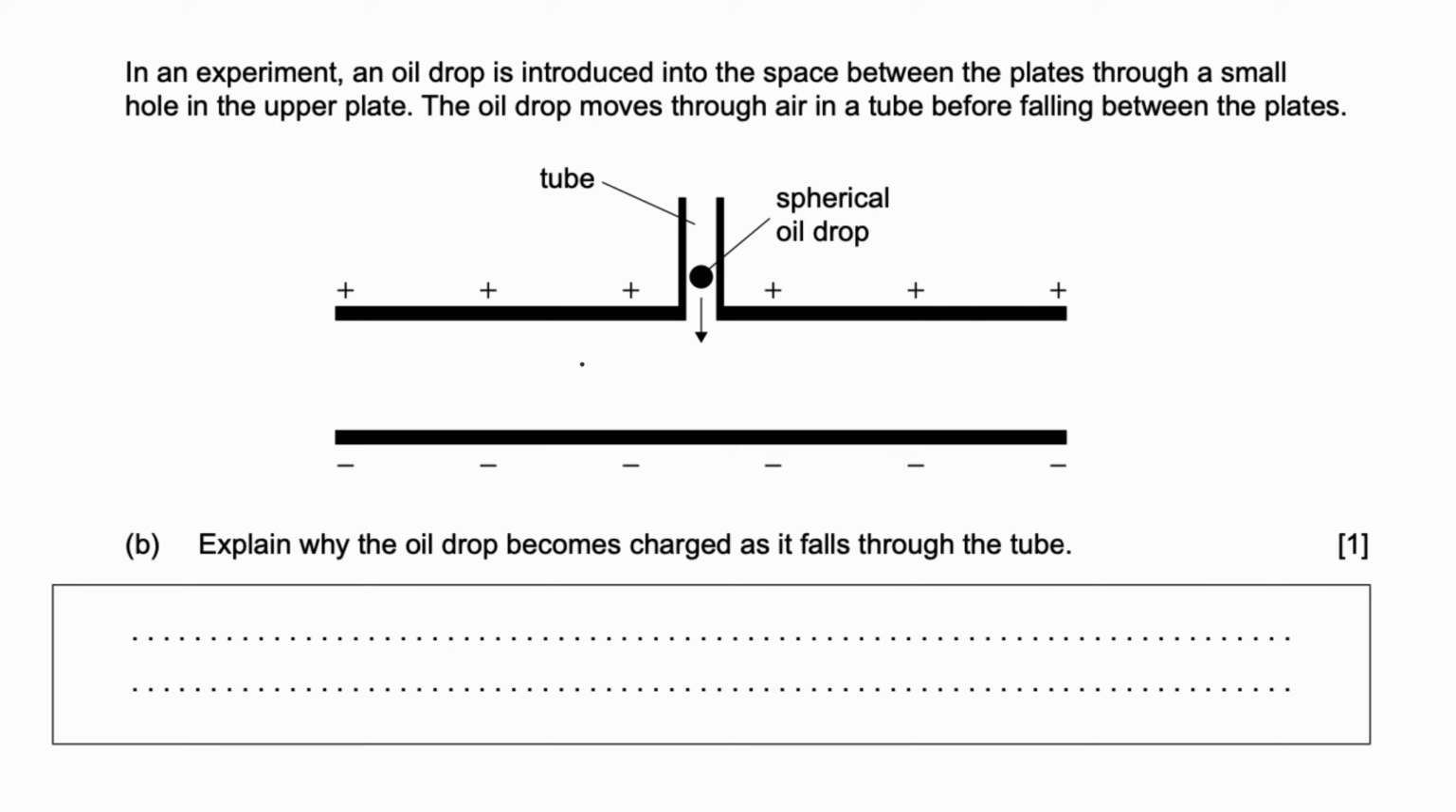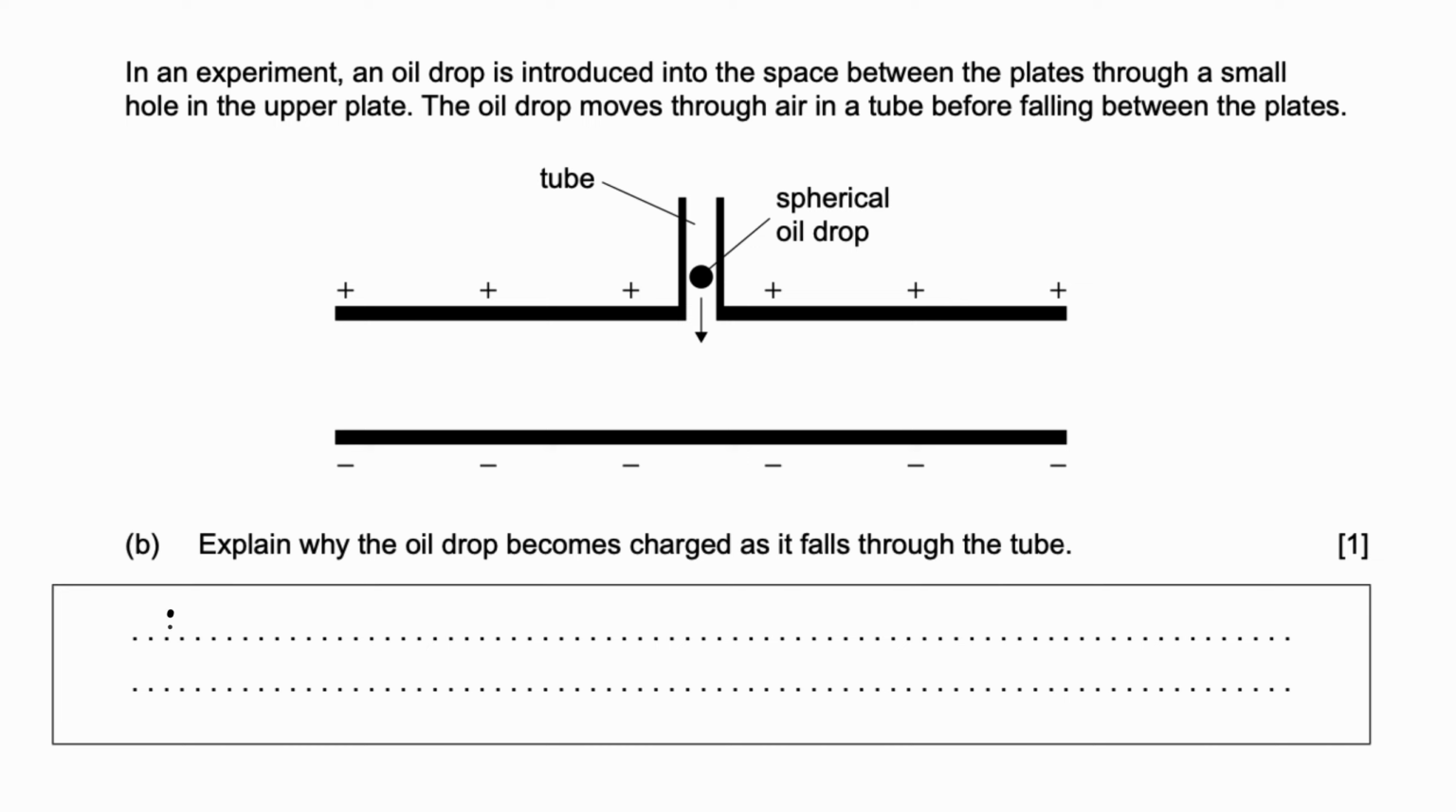Second part, B. In an experiment, an oil drop is introduced into the space between the plates through a small hole in the upper plate. The oil drop moves through the air in a tube before falling between the plates. Explain why the oil drop becomes charged as it falls through the tube. Okay, so what we need to understand is while it's being dropped through the tube, it's going to collide with the walls of the tube. This collision creates friction, and friction will of course give this oil drop some charge.